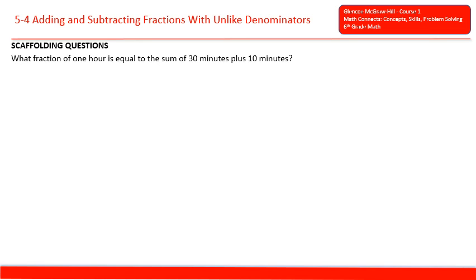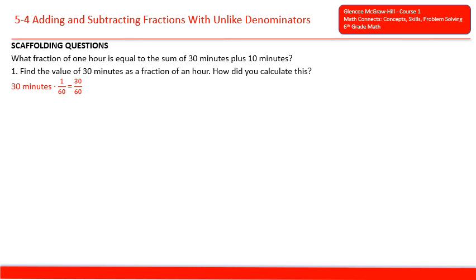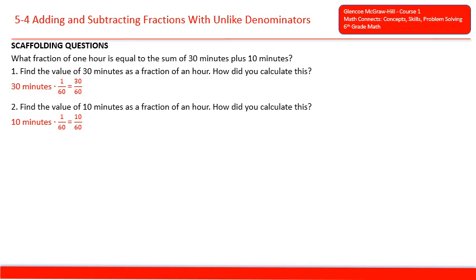Scaffolding questions. Write what fraction of 1 hour is equal to the sum of 30 minutes plus 10 minutes? So find the value of 30 minutes as a fraction of an hour. And 30 minutes times 1 over 60 equals 30 over 60. Find the value of 10 minutes as a fraction of an hour. So we have 10 minutes times 1 over 60 equals 10 60ths.